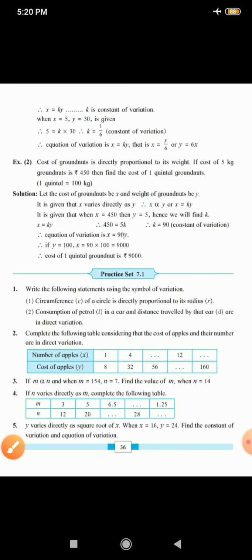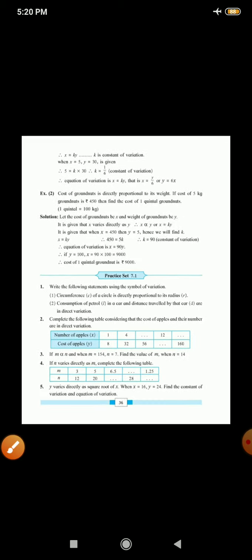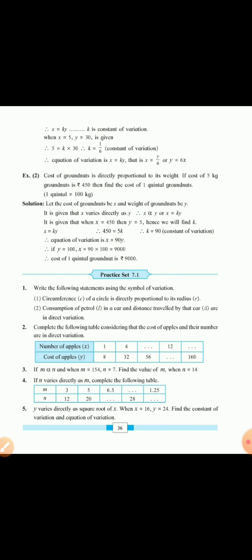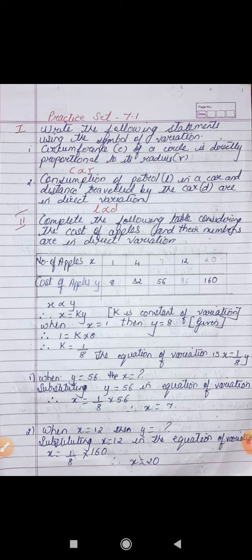Circumference C of a circle is directly proportional to its radius r. So now let's go to the next page. Here we can see that circumference C is directly proportional to its radius r. So C varies directly as r. Second one, consumption of petrol L in a car and distance travelled by the car D are in direct variation. So L is directly proportional to D, or L varies directly as D.